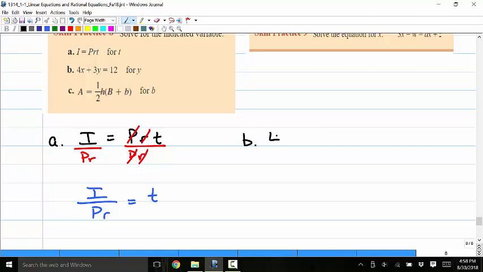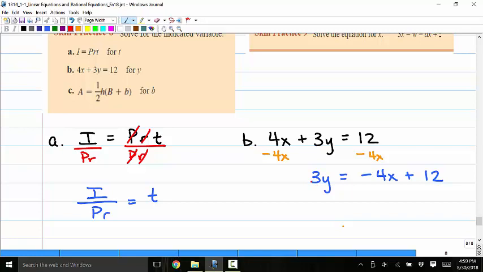For letter B, 4x plus 3y is equal to 12. And we want to solve that equation for y. Right now we're adding 4x to 3y on the left. We need to get the 4x to the other side first, and we're going to do that by subtracting 4x from both sides. We're going to have 3y is equal to, some of you want to write 12 minus 4x, that's fine. I'm going to write negative 4x plus 12 because I'm accustomed to writing the variable first.